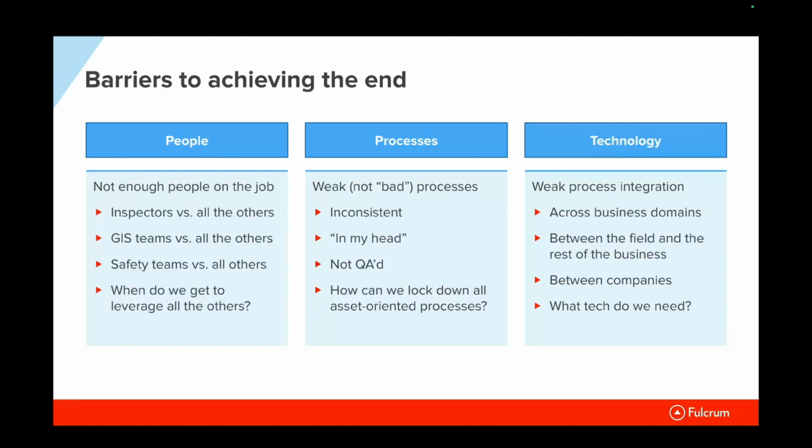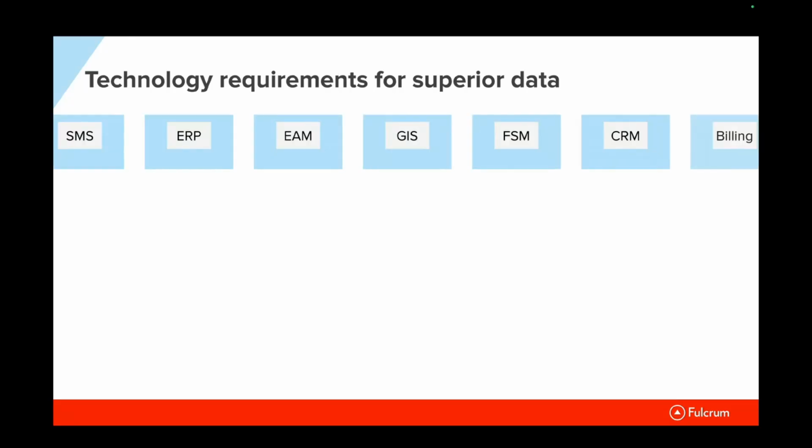And then finally, some question about between companies. Again, this could be between you as a service provider and your utility companies. It could be between you as a utility company and your service providers. What kind of communication and process integration do you need between your companies in order to make things work the way that they need to work? So bottom line, what technology do we need? We're going to have to get to that question too.